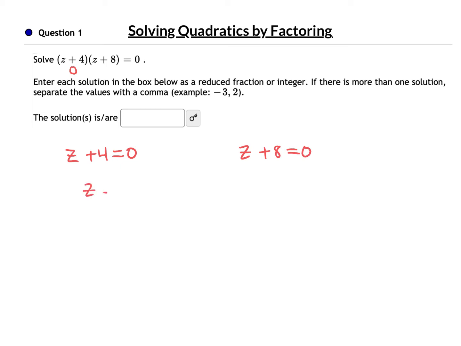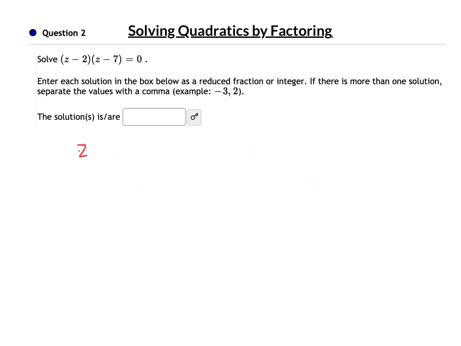Well, here I can see it would have to be negative 4 if I subtracted 4 from each side. And here it would be negative 8 if I subtracted 8 from each side. Plugging in either negative 4 or negative 8 would create 0, such that 0 times anything equals 0.